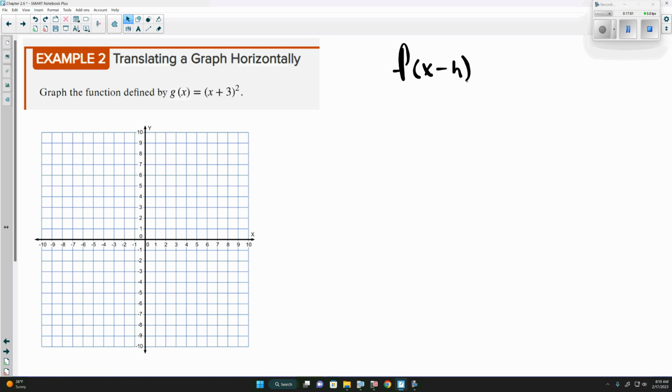Now, x plus 3. The movement's always opposite of what we think, because x plus 3 looks like it should move it 3 units to the right, but it's going to move it 3 units to the left. Because what it's really saying is x minus negative 3 squared. The general form of the movement is x minus h. So to get that subtraction, a positive is really just saying we're subtracting a negative.